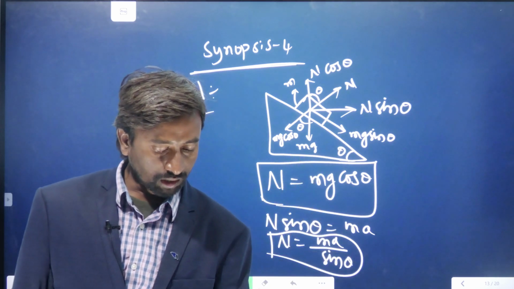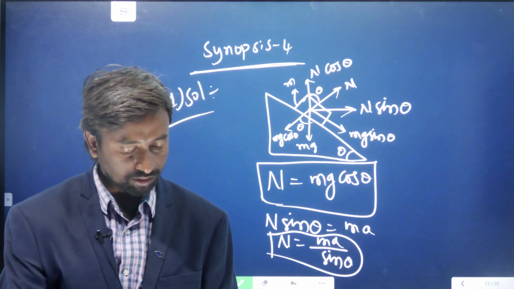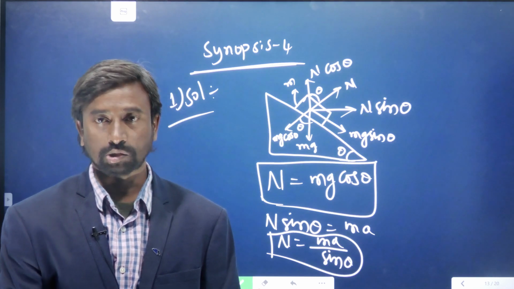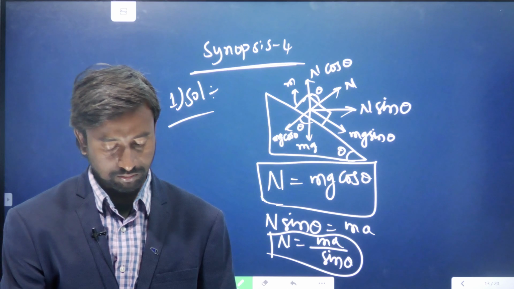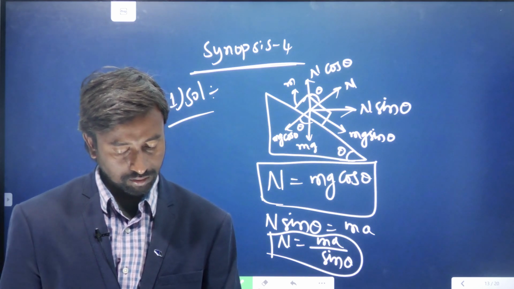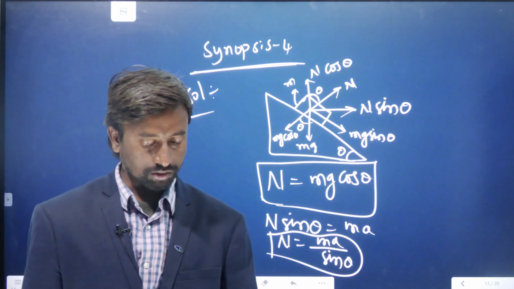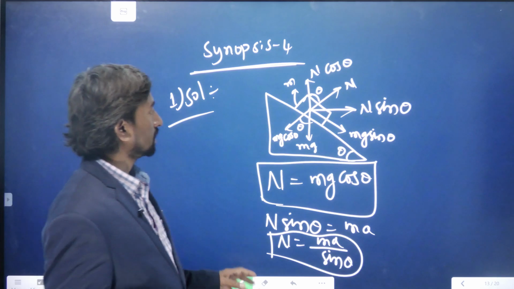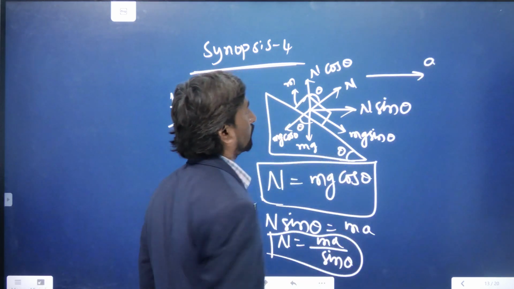Now the second one is a bob of mass m. Bob is nothing but a metallic spherical body, it is called the bob. So that is given here. The system is accelerated horizontally. The whole system is moving with acceleration.